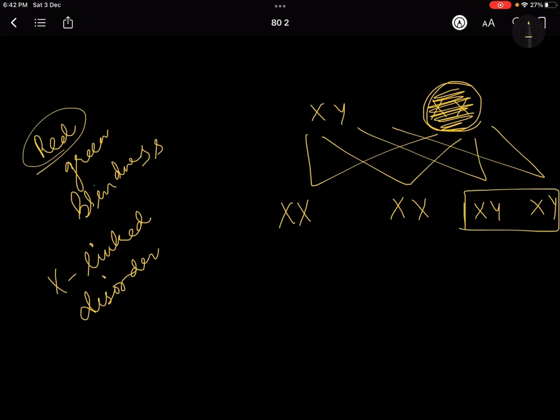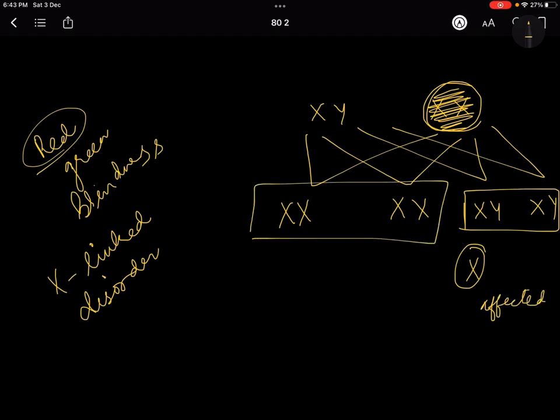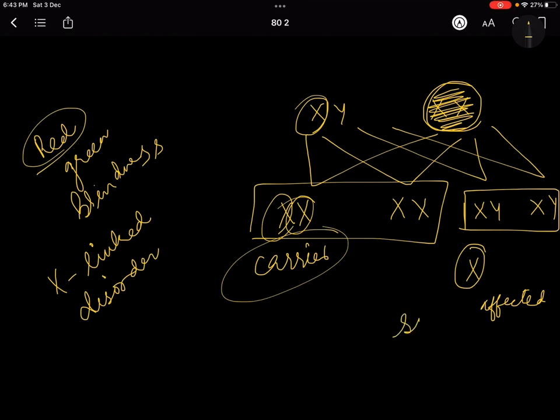Boys will develop the disease because they have got only one X from the mother and that X is affected, okay. Whereas in the case of females, they might not have it because they are getting one healthy X from the father and one affected X from the mother. So in this case they can be carriers or they can be affected too, but in most cases the effect may get neutralized. But the son will always get affected because he is going to have only one X chromosome, that too from the mother, and that too from the affected mother, okay.